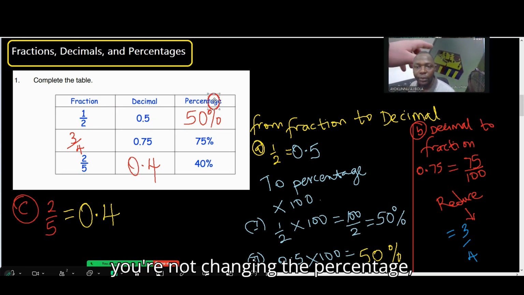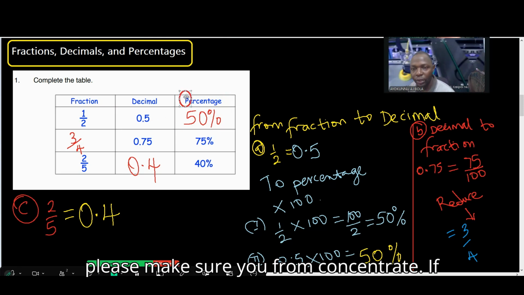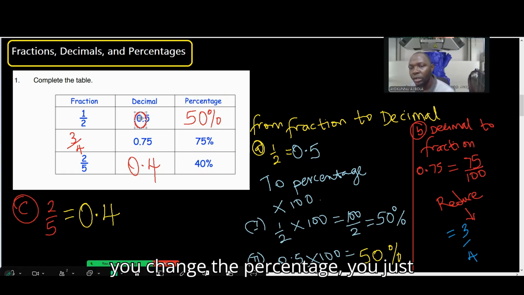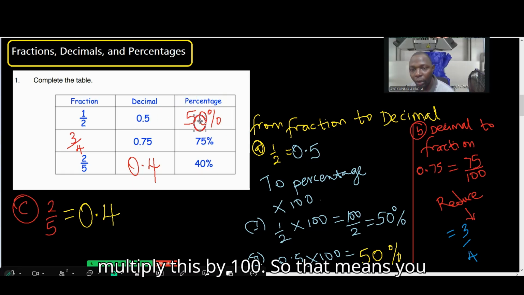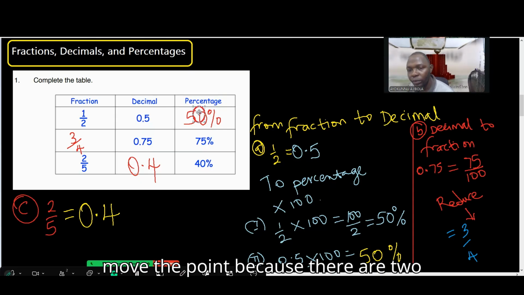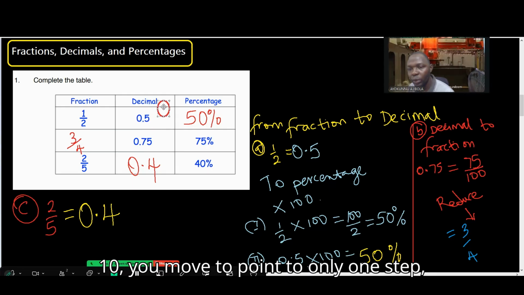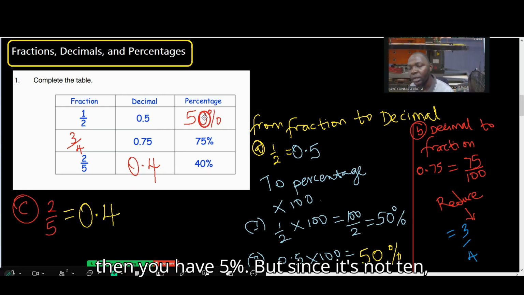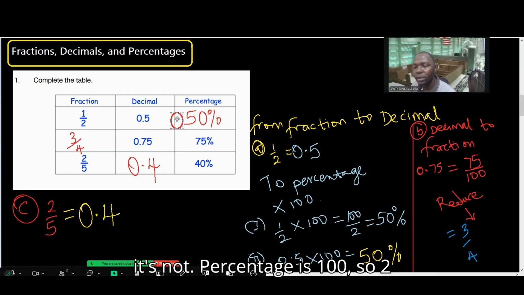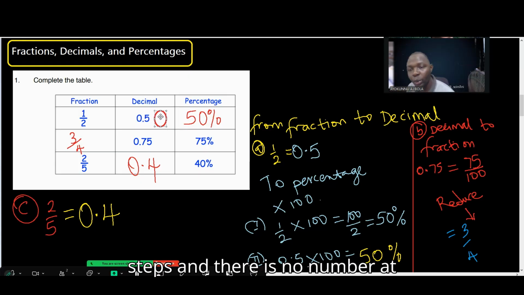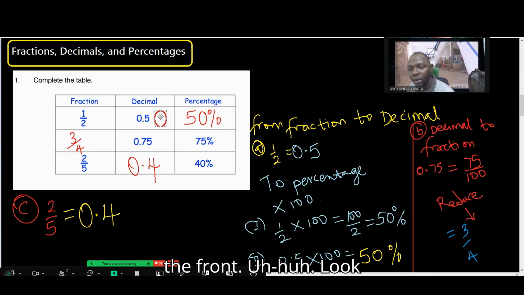And if you're changing to percentage, please make sure you concentrate. If you are changing to percentage, you just multiply this by 100. So that means you move the point because there are two zeros in 100. If you are multiplying by 10, you move the point only one step, then you have 5%. But since it's not 10, it's 100, so two steps. And there is no number at the front.